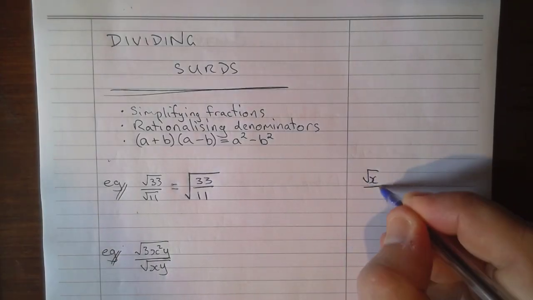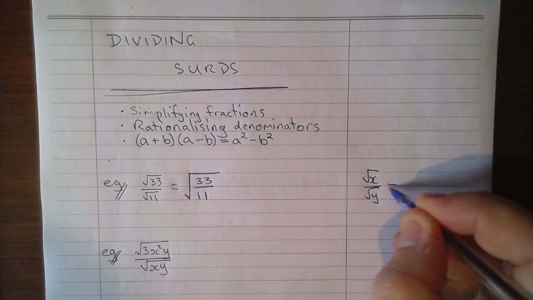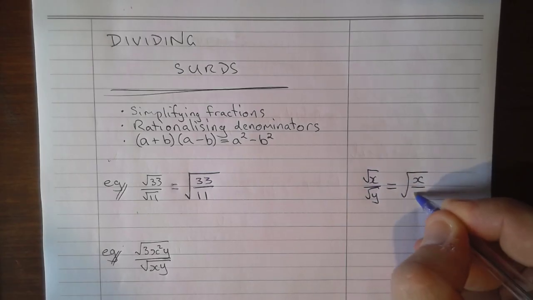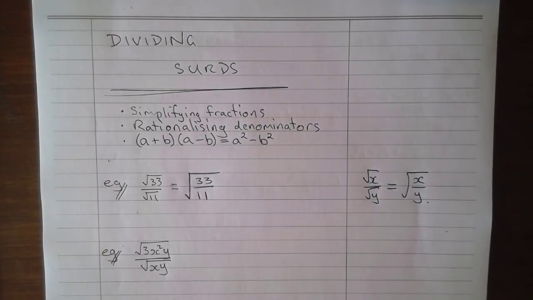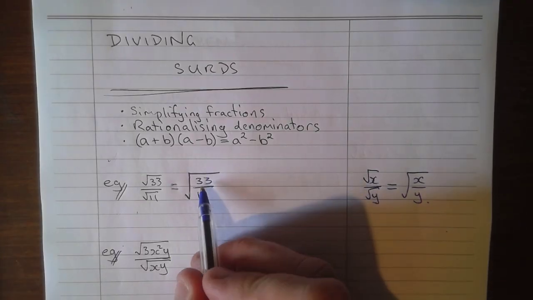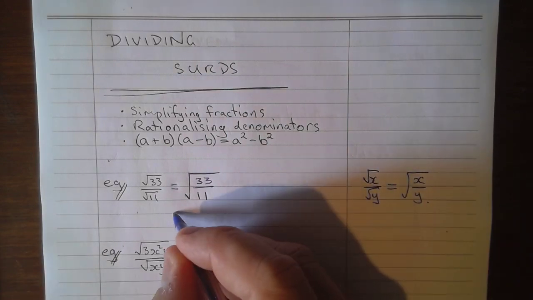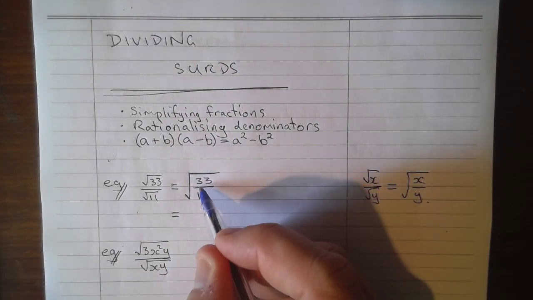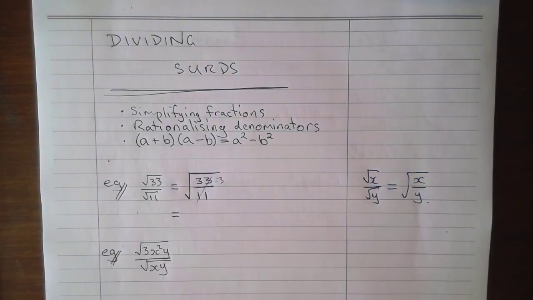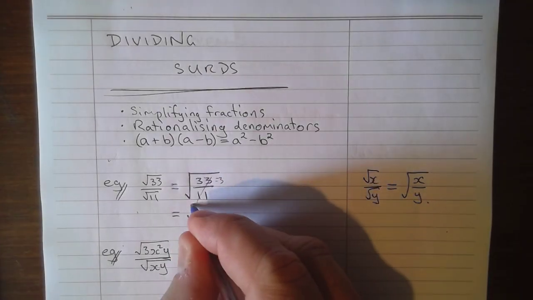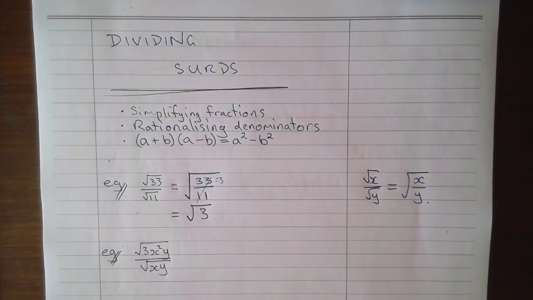Now we can do that in general. We could say that the square root of x divided by the square root of y is the square root of x divided by y, assuming, of course, that y is not 0 or something else that would break the rules. Okay, so we've got our square root of a fraction, and we can then simplify that a bit because 33 divided by 11 is just equal to 3. So we end up with our simplified result of the square root of 3.